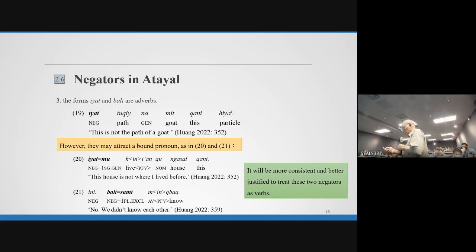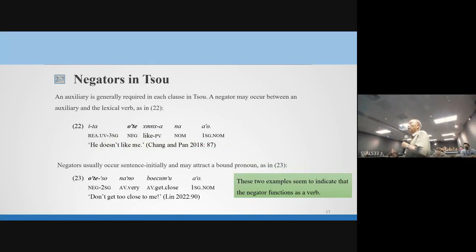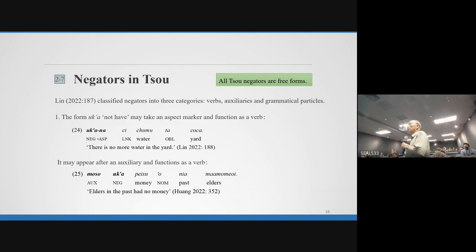Now, notice that the negator yet, I don't see it. What's the point? Okay, that's an adverb here.